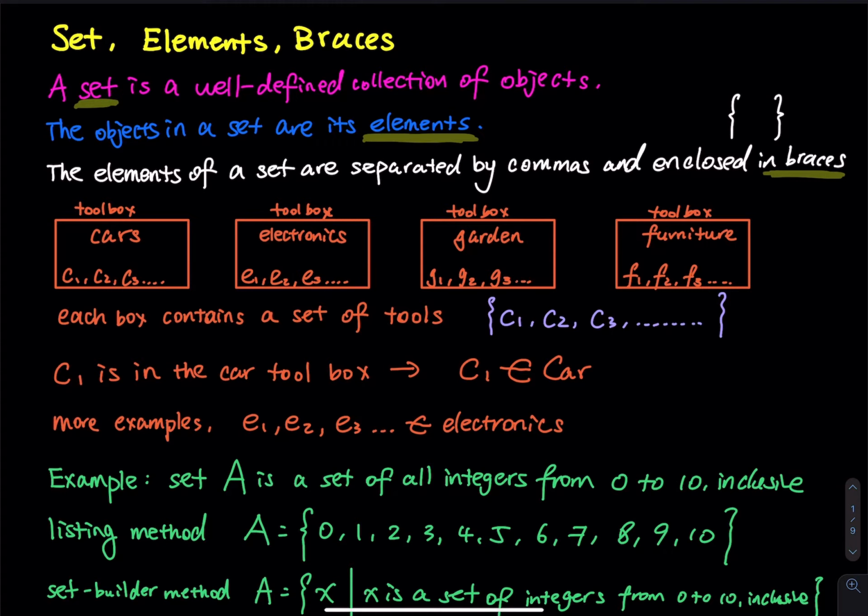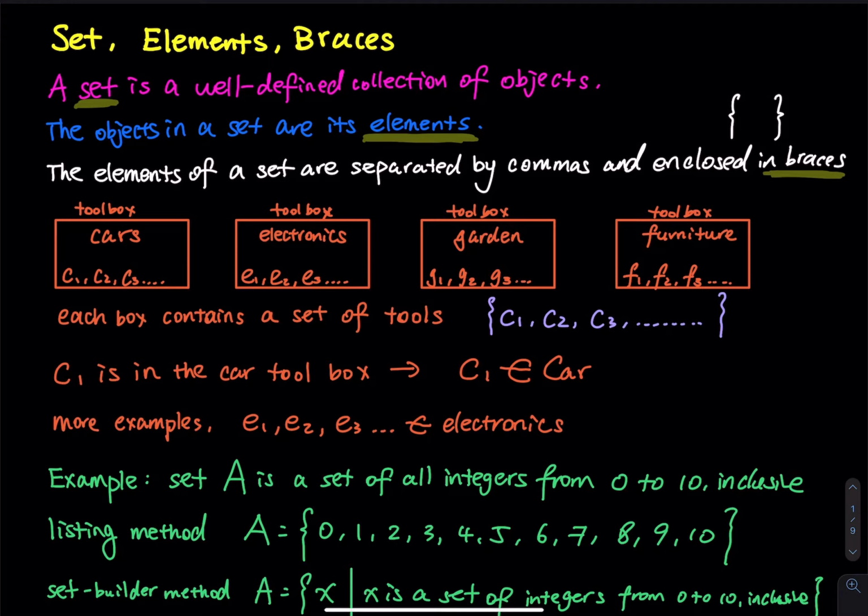What is a set? Consider a set as a toolbox. So I have 4 toolboxes at home: one for my cars, one for my electronics, one for my gardens, and one for my furniture. Inside this box, let's say for cars, I have C1, C2, and C3. C1 is a tool, C2 is a different tool, and C3 is a different tool. So I have a big box. Inside this box, I put my equipments and my tools in it, right?